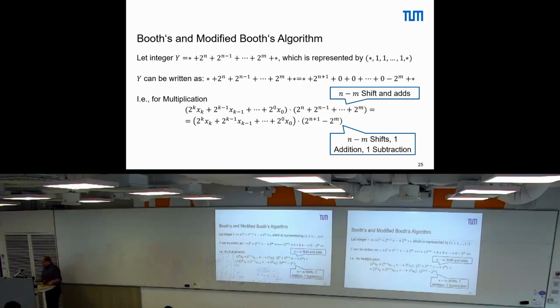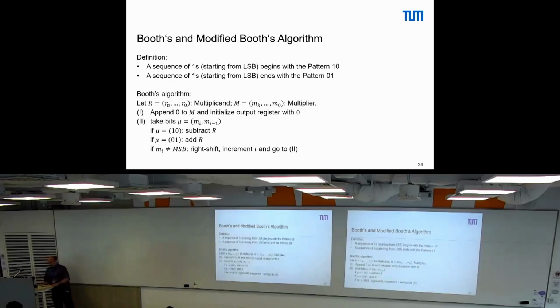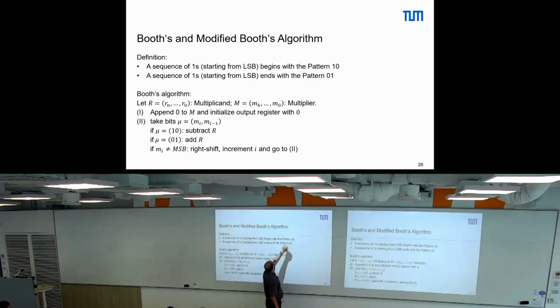Good. Then we have this done. I remove this here, and we have this on the next slide, less concrete, with no concrete numbers but more general, which is called the Booth algorithm and does exactly what we did. So we know we have a sequence of ones starting from the LSB, and a pattern 1, 0 at the end of the sequence. Then we know we need to subtract. If we have this 0, 1 pattern, so the end of the sequence, then we need to add.